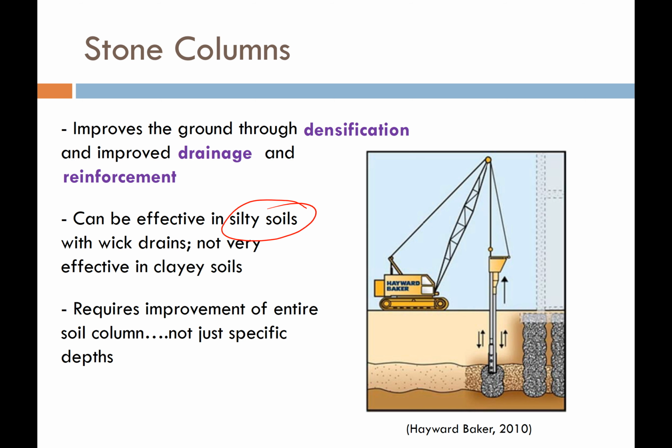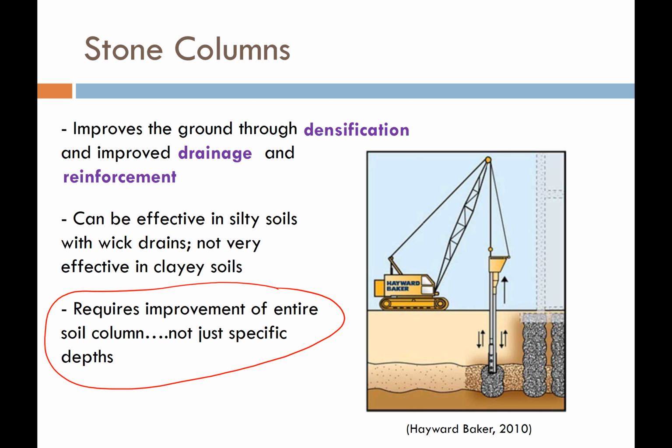So again, stone columns can be useful in silty soils if we increase the drainage by using PVDs or wick drains. Not effective at all in clayey soils. Another thing to remember about this is, just like before with the sand, we're going to have to improve the entire soil column. We can't just focus on a specific depth or a specific layer of interest down here. We have to improve all the way from the layer of interest up to the ground surface.